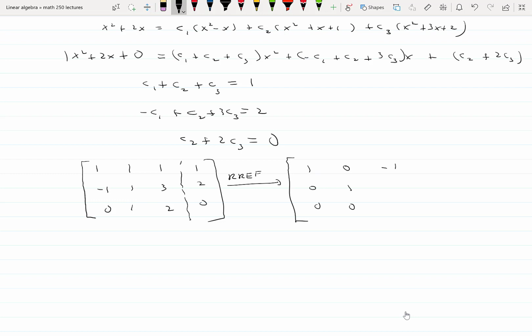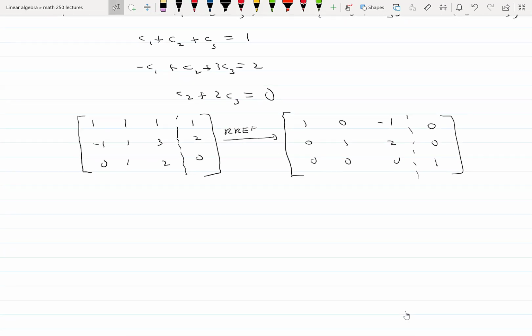I entered the augmented matrix in my calculator. I accessed RREF, and I got this. This says there's no solution. This says that 0 times C3 equals 1. No solution. No solution to the system.